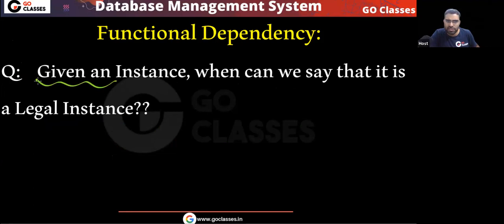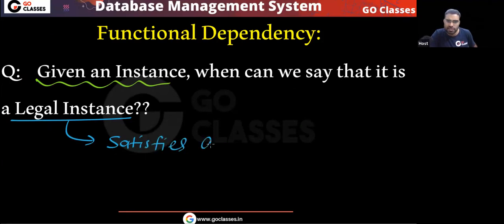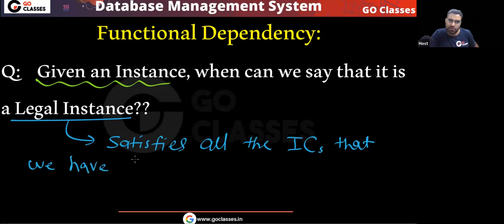If I give you some instance, when can I say that it is a legal instance? Legal instance simply means that it satisfies all the integrity constraints. This is the definition of legal instance. It satisfies all the constraints that we have put, all the integrity constraints that we have defined on the schema.